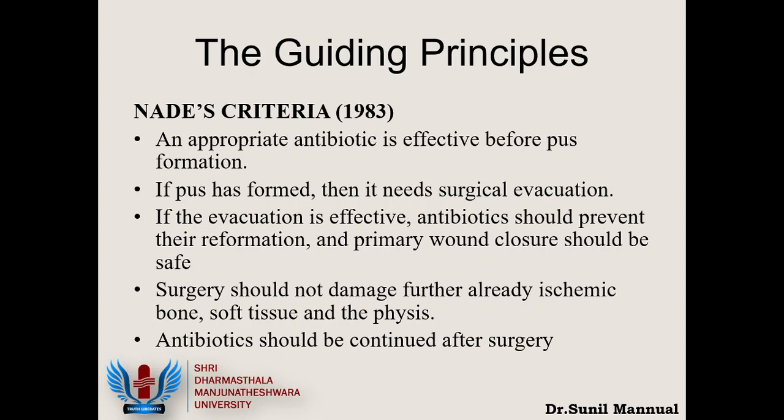And therefore, an orthopedic surgeon, after drainage of an acute osteomyelitis, is supposed to close the wound by a primary wound closure. So that is what it means. So the criteria says that in case you are able to effectively decompress the bone and remove the pus, then you can rely on your antibiotics to prevent the reformation of pus, and therefore you can close the primary wound. So that is the meaning of this NATES criteria.